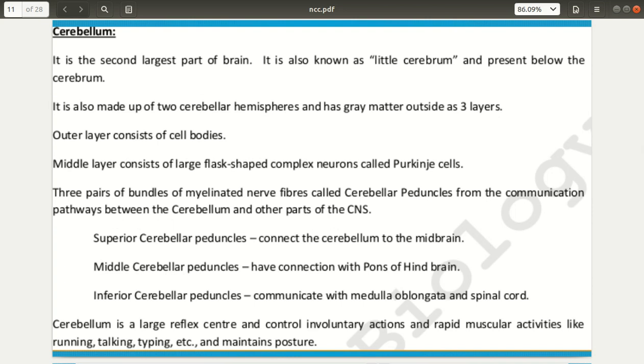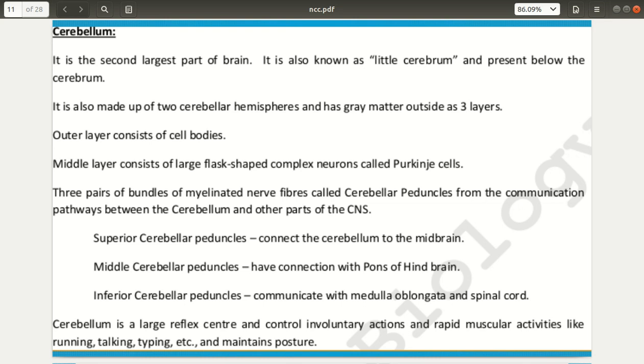The cerebellum is the second largest part of the brain. It is also known as the little cerebrum and is present below the cerebrum. It is also made up of 2 cerebellar hemispheres and has gray matter outside as 3 layers. The outer layer consists of cell bodies. The middle layer consists of flask-shaped complex neurons, which we call Purkinje cells. And they have 3 pairs of bundles of myelinated nerve fibers, which we call cerebellar peduncles, which form the communication pathways between the cerebellum and other parts of the central nervous system.